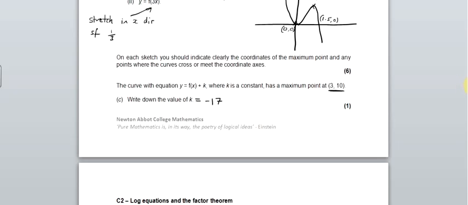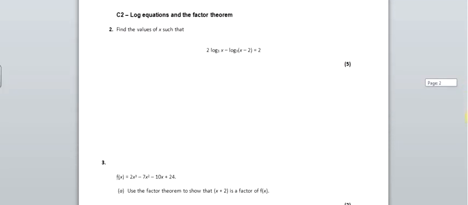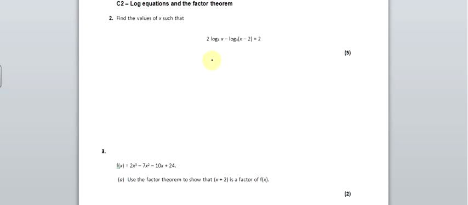Okay, so that's our Core 1 bit. Now we're going to go on to Core 2. So we'll work on log equations. Let's do that one first. So remember we talked about SPADE. Can you remember what it stood for?